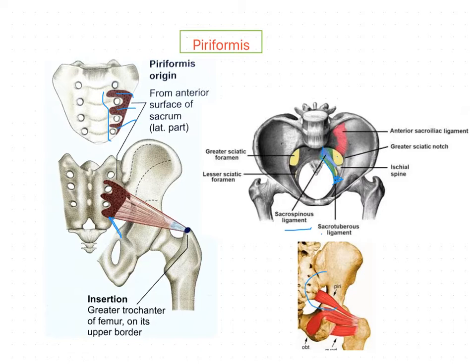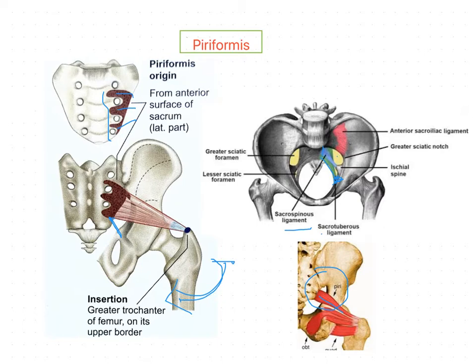So here you can find very clearly from the anterior aspect the muscle is originating, coming out through the greater sciatic notch, and getting inserted into the upper border of the greater trochanter of the femur. This muscle mainly helps in the lateral rotation of the femur.